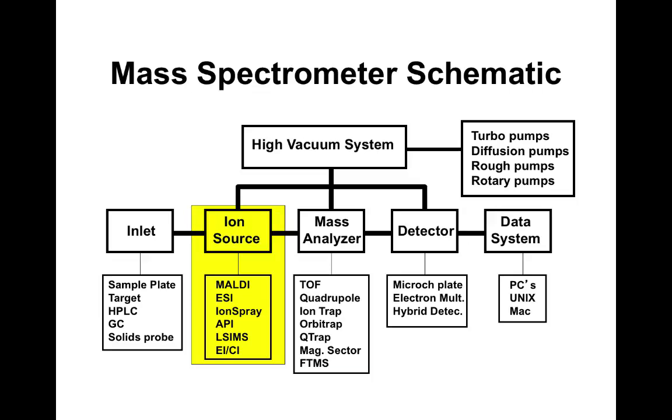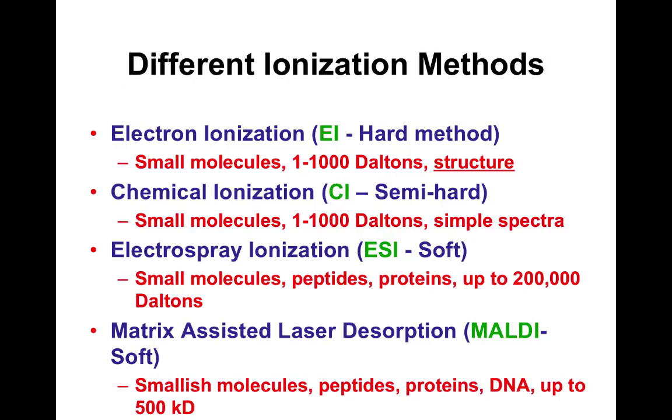So we're going to talk about the ion source a little bit more, because there are different types of ion sources used for different things. Electron impact or electron ionization is what's standardly used in gas chromatography mass spec. There's chemical ionization, which can be used both with GCMS but also LCMS. Both are used for small molecules historically. EI gives you lots of information about structure.